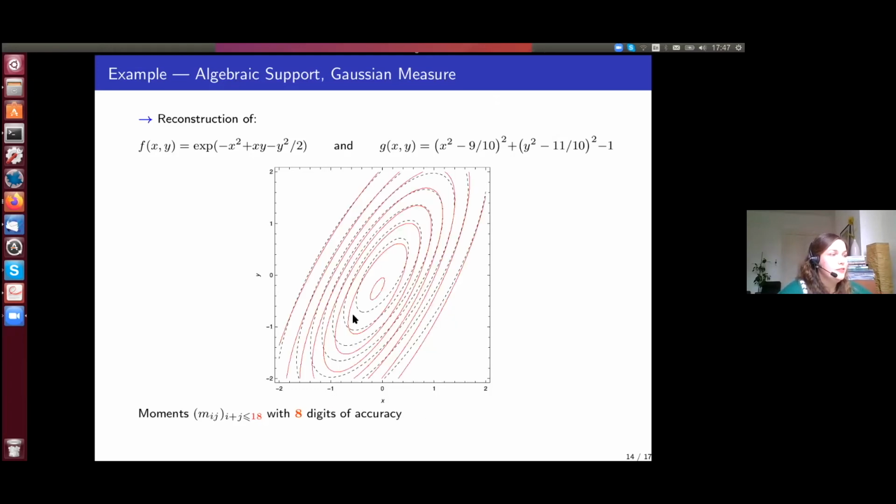And of course, when we reconstruct the density numerically, the red lines are what we get when we have the moments with 8 digits of accuracy. We see that, for the density, we have a bigger error numerically, if we solve the system with least squares or something like that. But if we solve it exactly, then we reconstruct exactly.